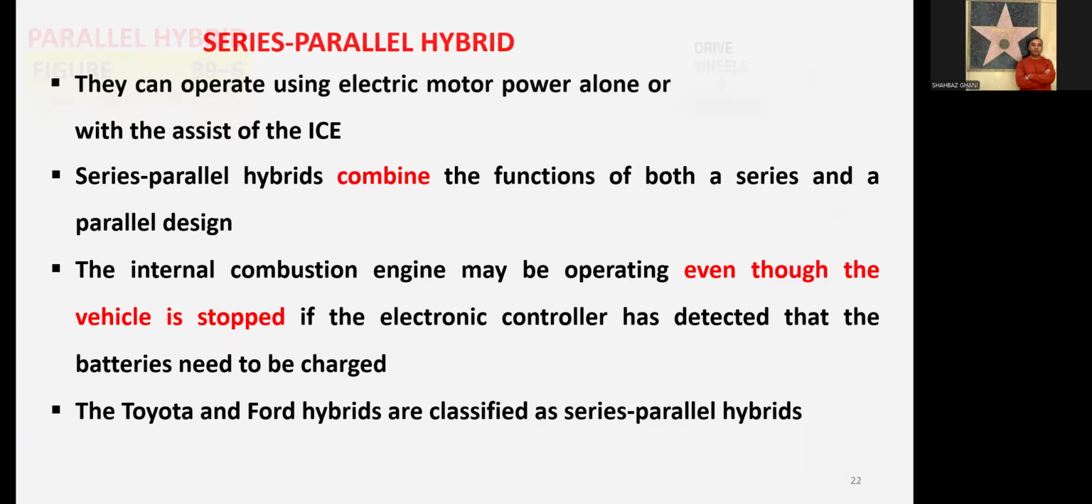Now the third one was the series parallel hybrid system, which is most commonly used nowadays. They can operate using the electric motor power alone or with the assist of the internal combustion engine. Series parallel hybrid combines the function of both a series and a parallel design. So the internal combustion engine may be operating even though the vehicle is stopped if the electric controller has detected that the batteries need to be charged. So if your battery needs to be charged, even when your vehicle is stopped, the internal combustion engine is working because it is charging the batteries.